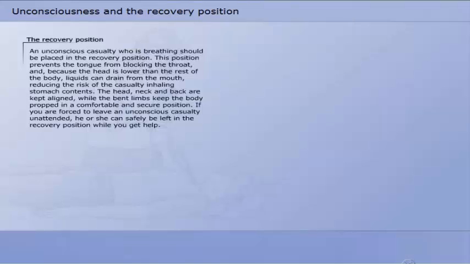An unconscious casualty who is breathing should be placed in the recovery position. This position prevents the tongue from blocking the throat, and because the head is lower than the rest of the body, liquids can drain from the mouth, reducing the risk of the casualty inhaling stomach contents.